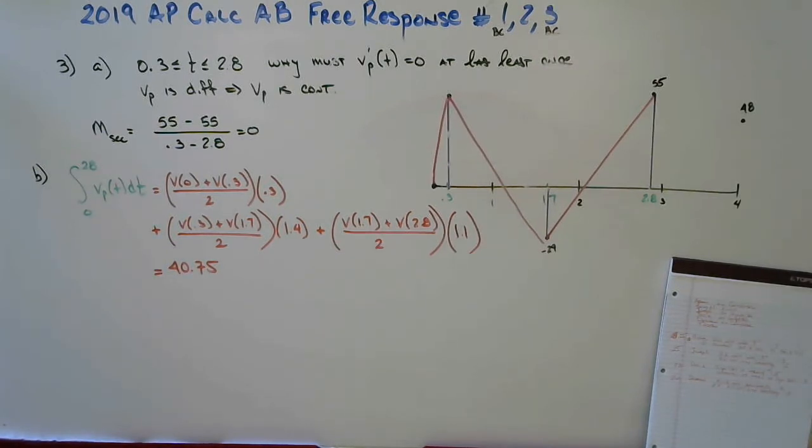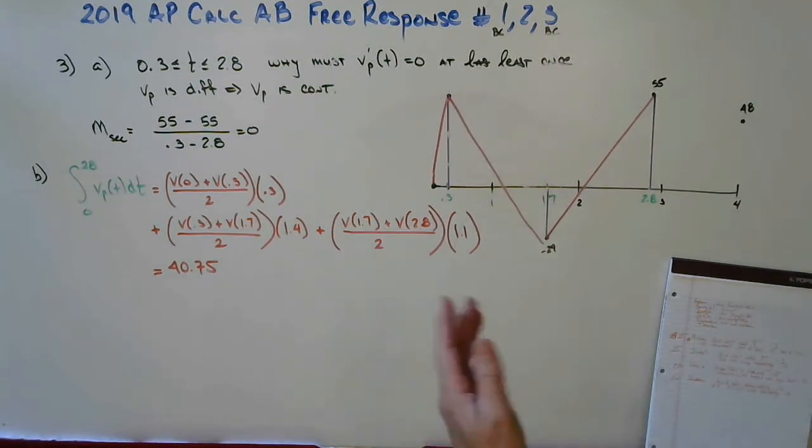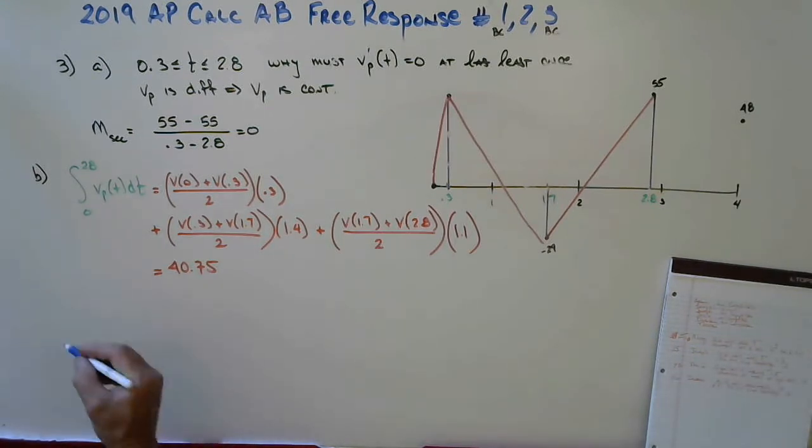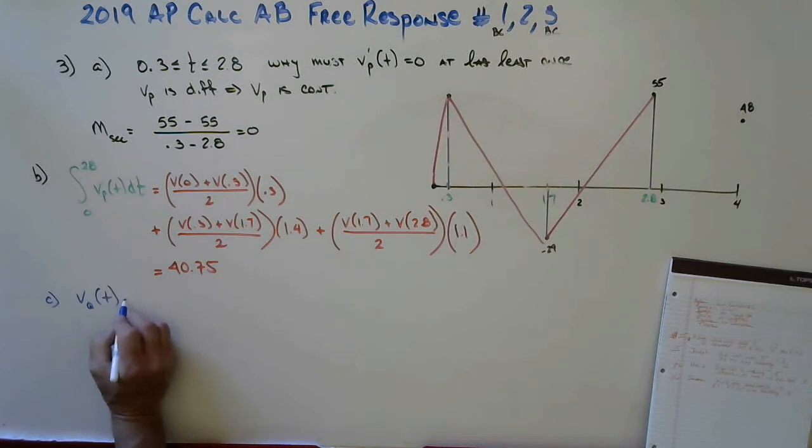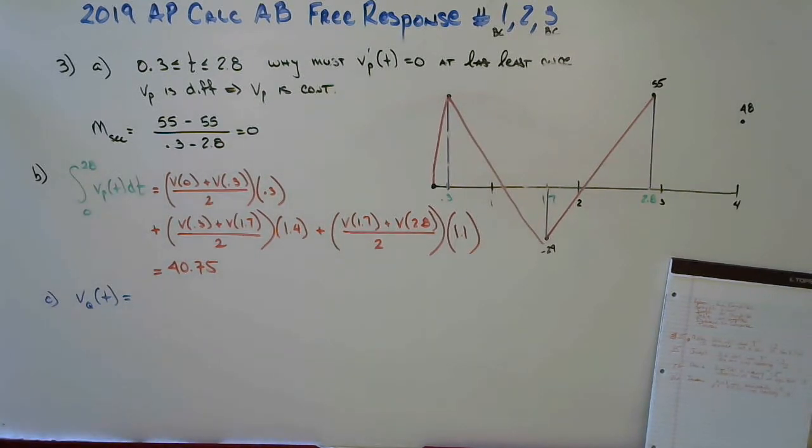Let's see what part C says. A second particle, Q, moves along the x-axis so that its velocity between 0 and 4 seconds is given by. All right, so now we have a second particle Q. This is our particle P, so we have particle Q. So this is part C. The velocity of particle Q is given by, now we don't have a table here, we have a function.